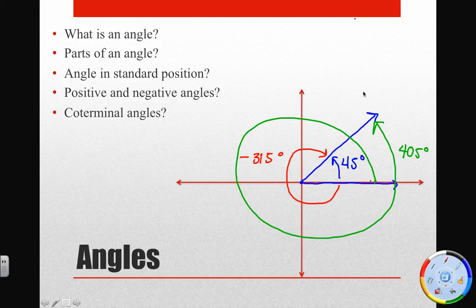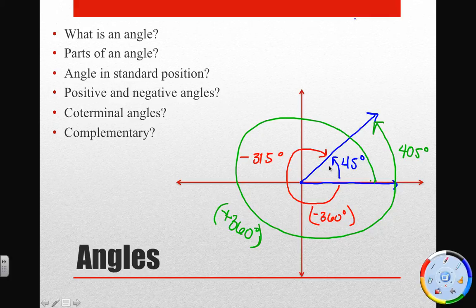And some of you that are thinking harder might understand that there are infinitely many coterminal angles to this particular line. All I would have to do is add 360, so that's what this green line was, plus 360 degrees to that original angle. Or, as I did in the red angle, I subtracted 360 degrees from the original angle. And you get all these coterminal angles. You just keep adding 360, subtracting 360, and you get a whole bunch of different coterminal angles.